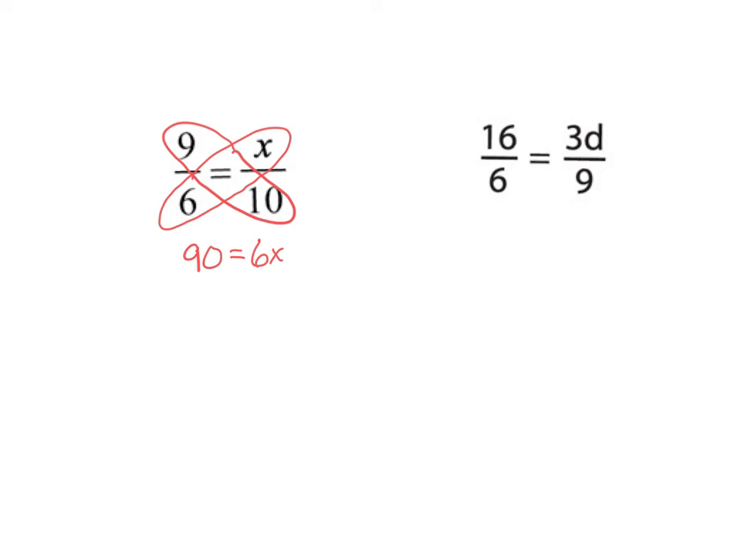So I'm going to draw my wall. I know I'm going to look on the right-hand side this time. The 6 is what I want rid of because I want to isolate my x. I see the 6 and x are being multiplied. So therefore the inverse operation is to divide by 6. So I'm going to divide both sides by 6. And 90 divided by 6 is 15. And that leaves me with x equals 15.